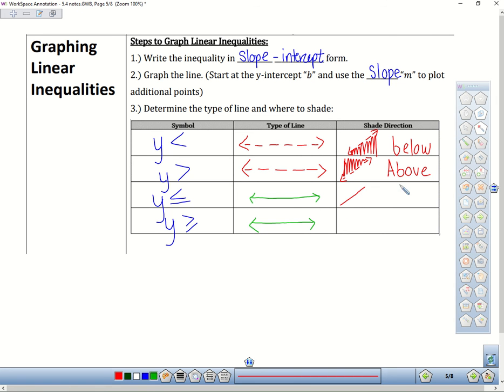Now on the next one, we have our solid line. And on this one, we're going to shade below it.